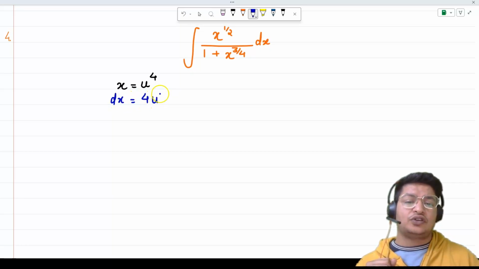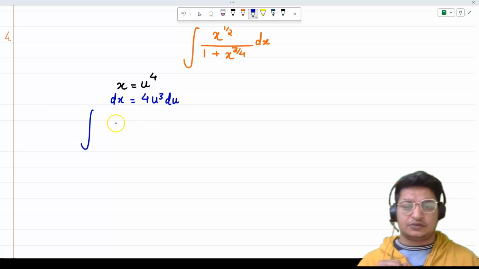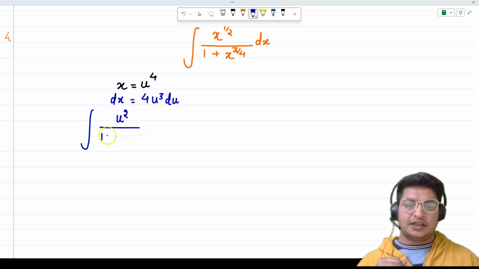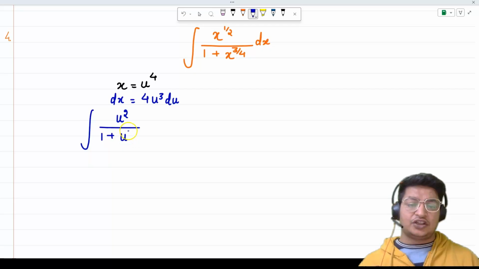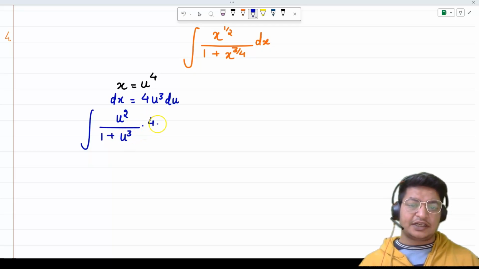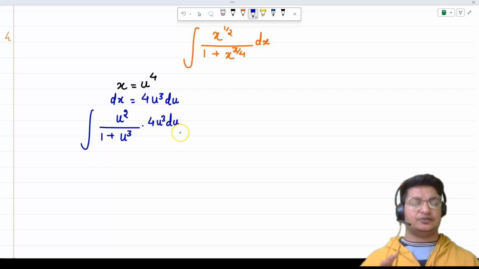You will get dx as 4u cube du. We will write x to the power 1 by 2 as u square, and 1 plus x to the power 3 by 4, which we can write as 1 plus u cube. And dx will be written as 4u cube du.